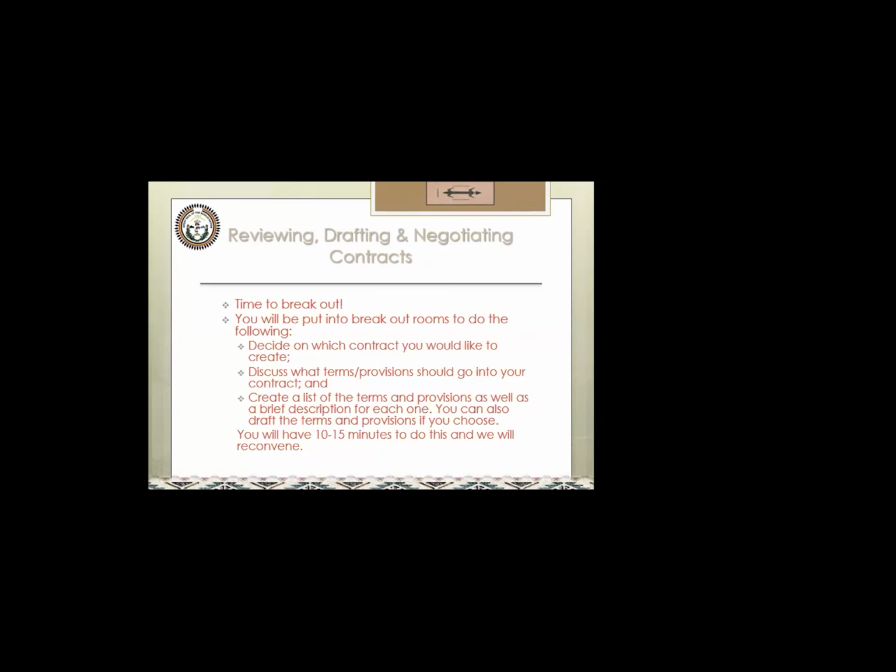If you're at the point where you actually draft your own contracts, then you might choose to actually draft your own contract at this point. But this will take maybe 10, 15 minutes. Maybe if we have a good discussion going, we can go beyond that before we move on. So let's go ahead and start the exercise.